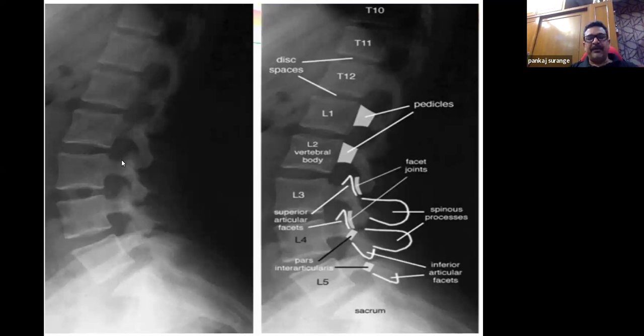And if you follow this pedicle over here, we see the superior articular process. And again, we have a transverse process over here. And these are the spinous processes, which are behind in the posterior part. And these are the foramina.